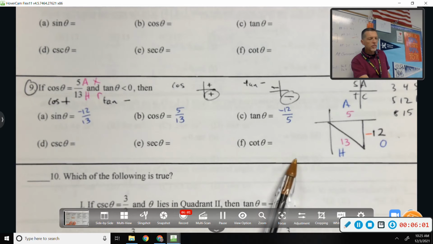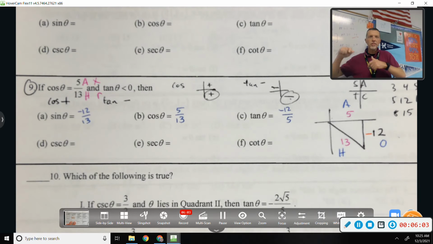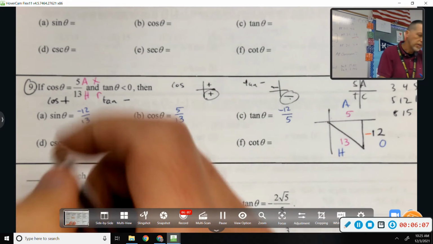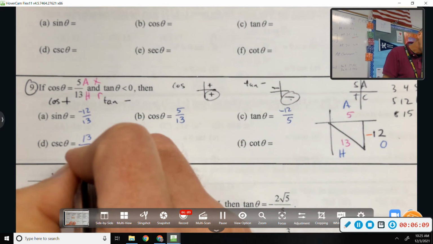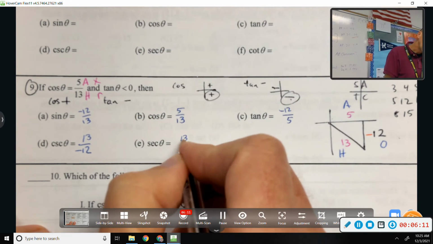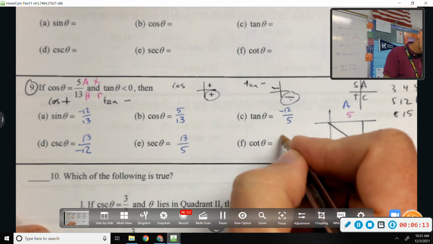And then the other three are the reciprocal pairs, so I don't really even have to think about opposites and adjacents. I'm just going to flip them over. 13 over negative 12, 13 over 5, 5 over negative 12.